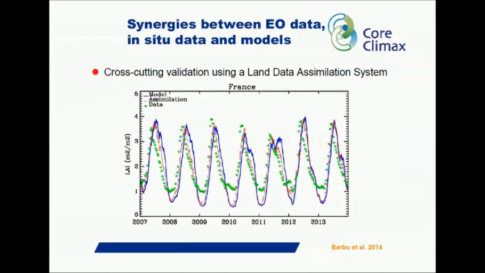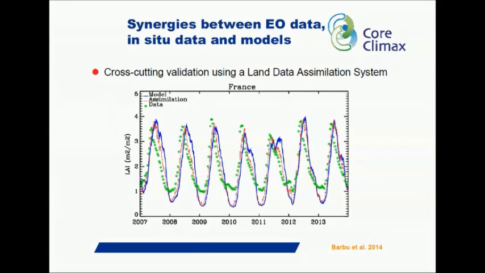And this is what we get on average over France. In green, you have the GEOV1 Copernicus LAI product. In blue, you can see the model open loop simulation without assimilating any observation. And in red, you have the result of the assimilation.